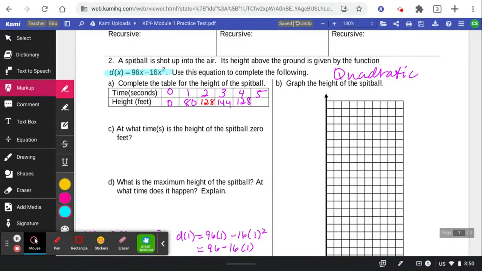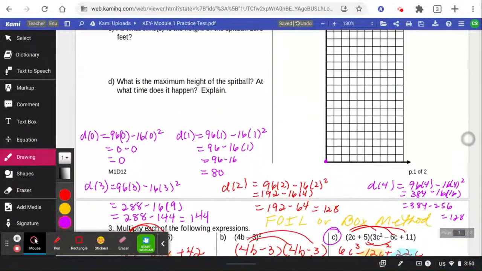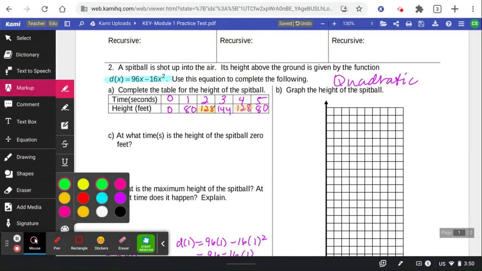Now you're going to notice right here and right here that the numbers start repeating. And in fact, if we do D of 5, it ends up turning out also to 80. So go plug in D of 5 on your own and double check that. So if that's the case, when I'm doing this problem, I'm going to notice this symmetry.